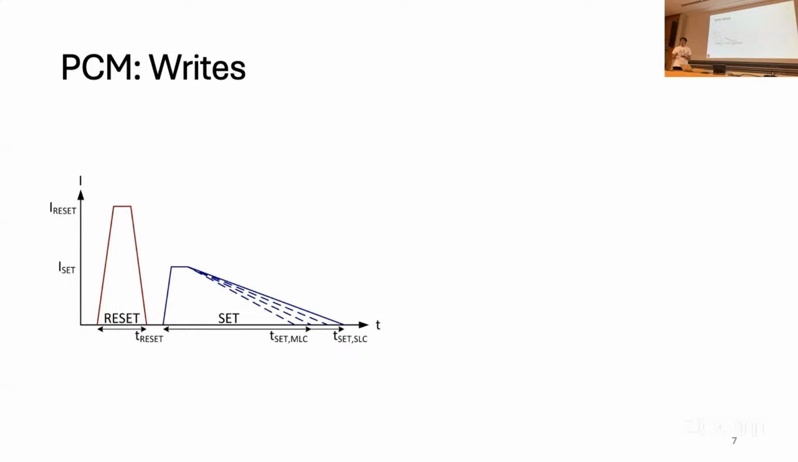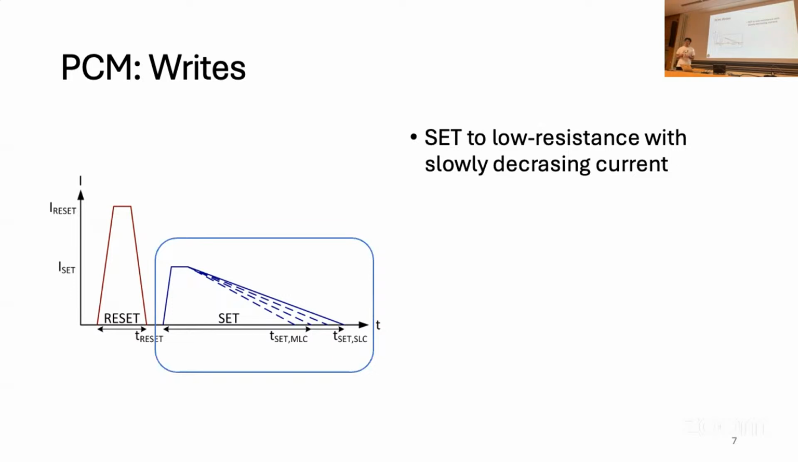How exactly do we need to apply the currents to change the resistance in the right manner? We can see that it's done through applying current pulses. So if we focus on how to do a set operation, so setting it to a logical 1, a low resistance state, this is done by applying, I guess, medium current and then slowly decreasing it, allowing the material to form or crystallization to occur, which leads us to a low resistance state.